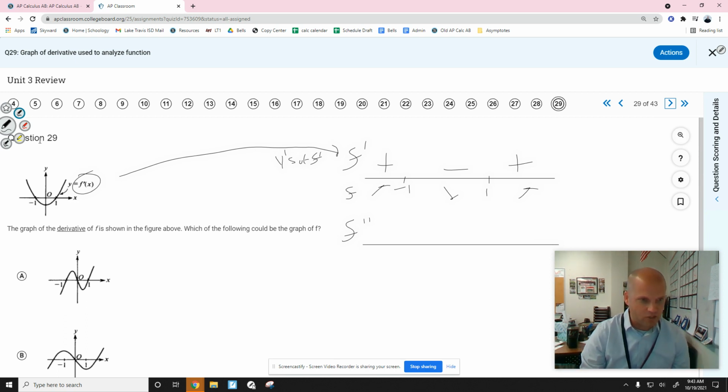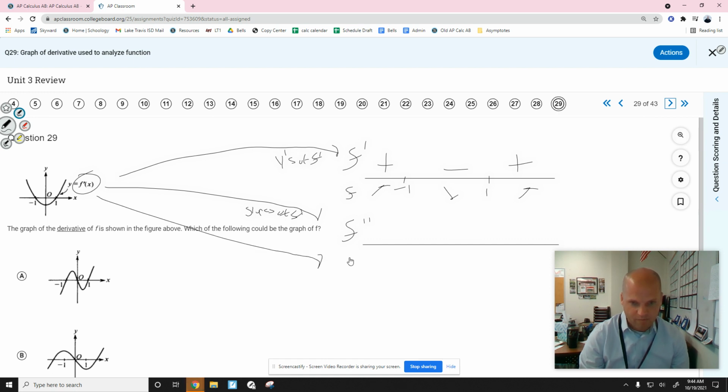Let's just make sure with F double prime, which will be the slopes of F prime, or F prime going up, going down. We're going down until 0, so the slopes are negative until 0. We're going up, so the slopes are positive after that. That means F is concave down all the way until 0 and then concave up. So increasing concave down, decreasing concave down, point of inflection, decreasing concave up, increasing concave up. Yeah, B. Didn't even have to do the second derivative analysis.